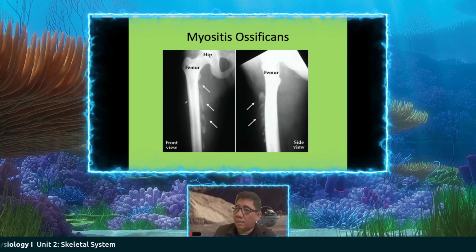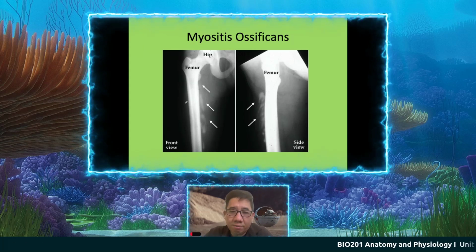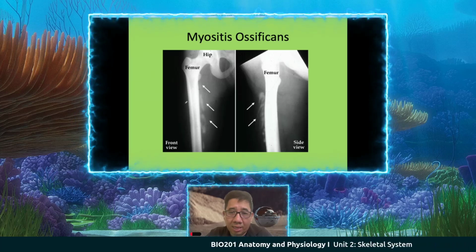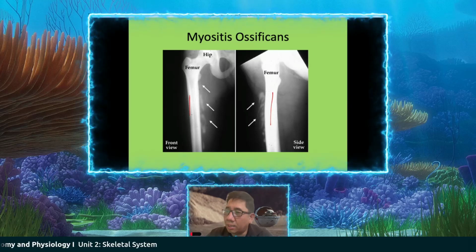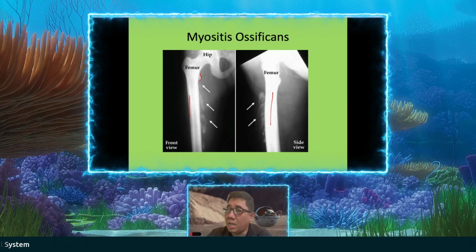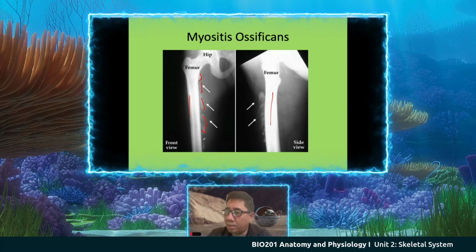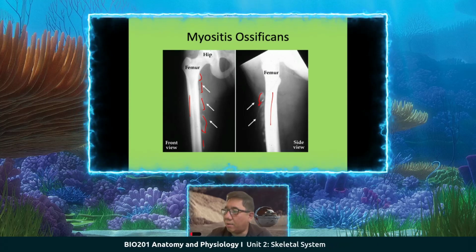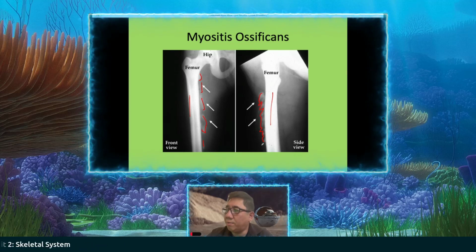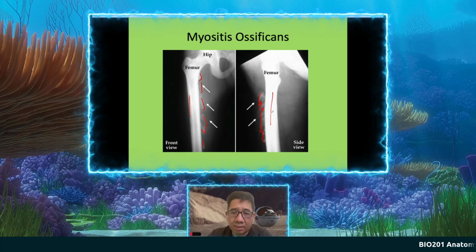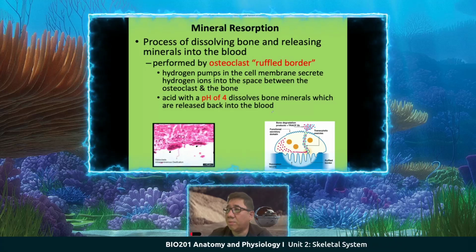This is a disease called myositis ossificans, where you actually have bone formation growing in the wrong place and the wrong time. Instead of bone formation growing in the middle, these folks have bone formation growing on the outside of the bone, and sometimes even parts of their muscles start having bone growth in them, and that makes it really difficult for them to move around.